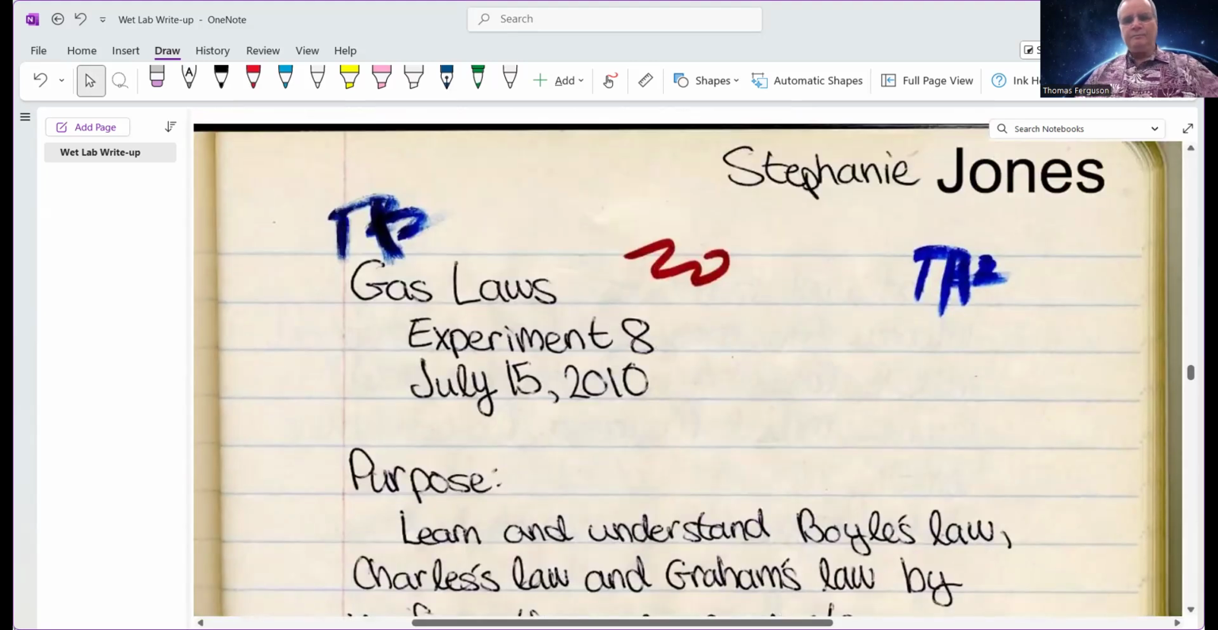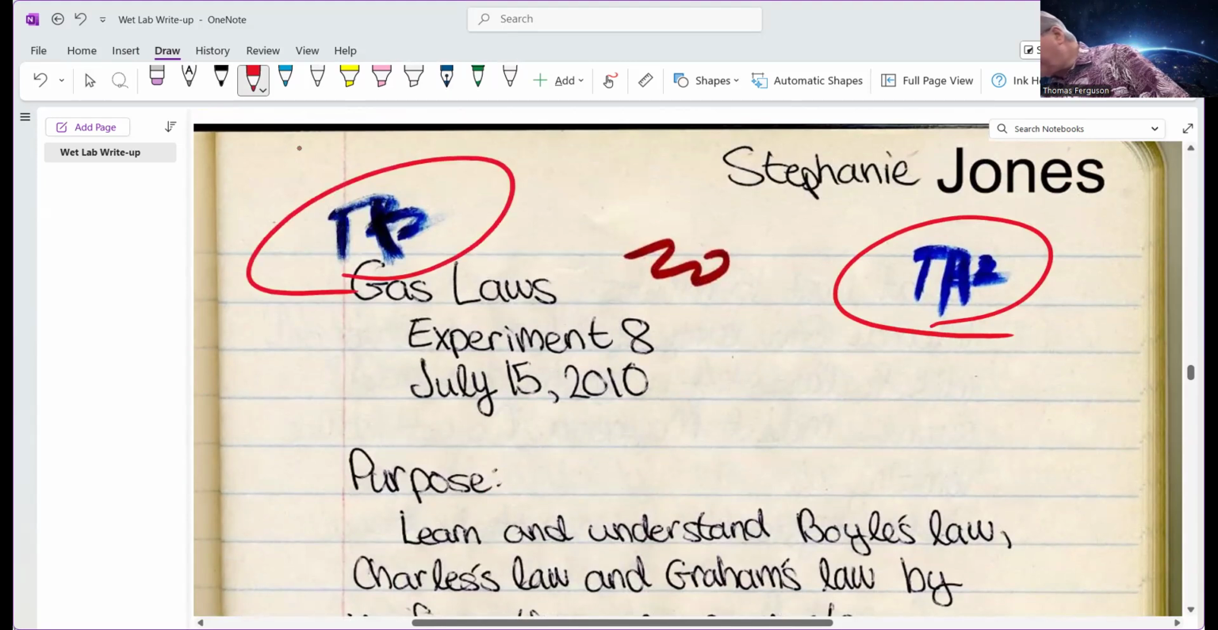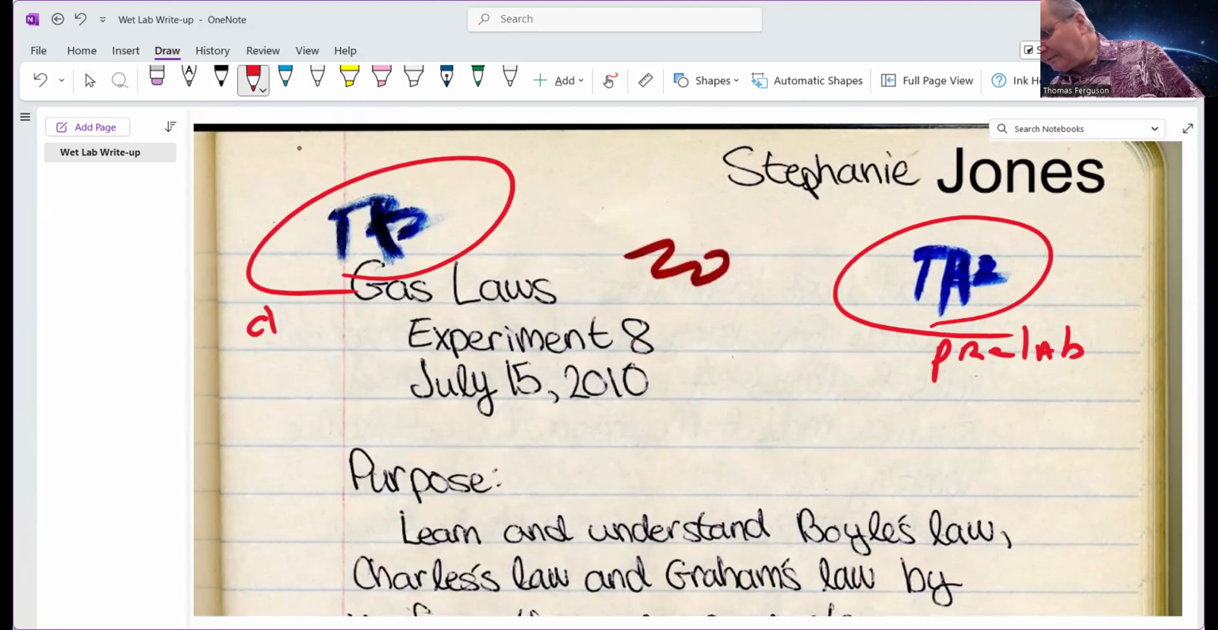There's another example. Oh, by the way, there are 2 signatures on every lab. This one is for pre-lab, and this one is for cleanup.